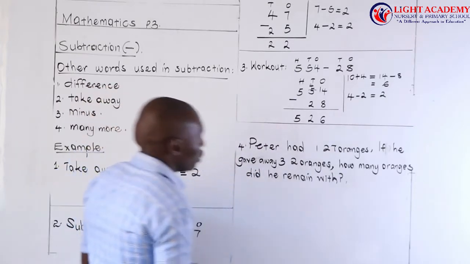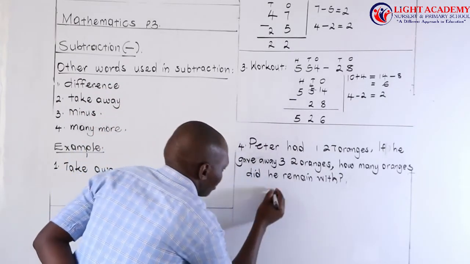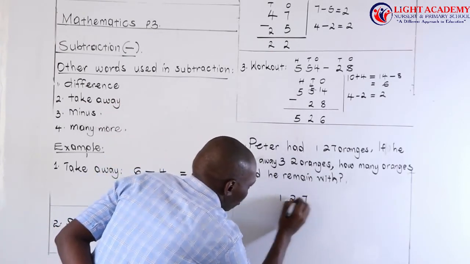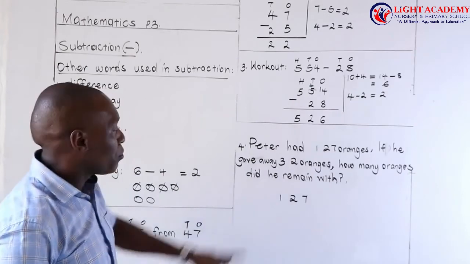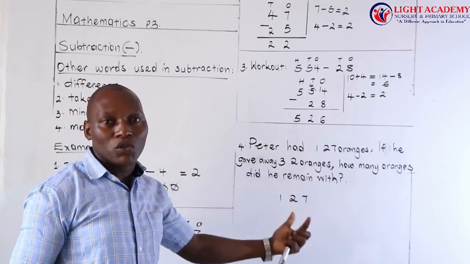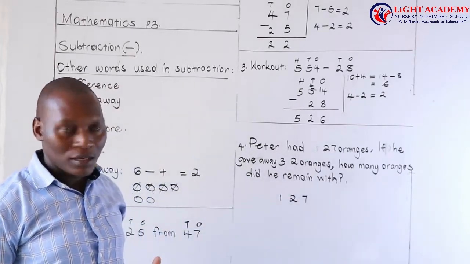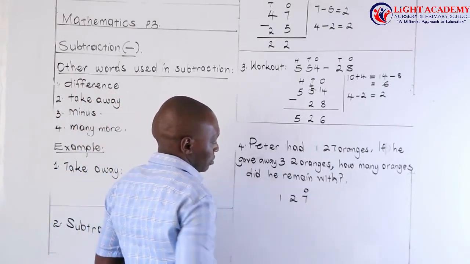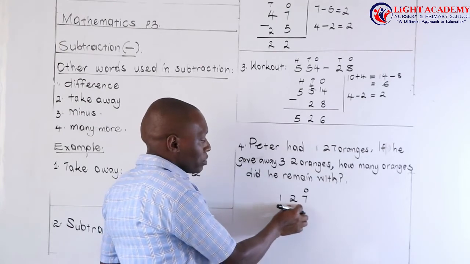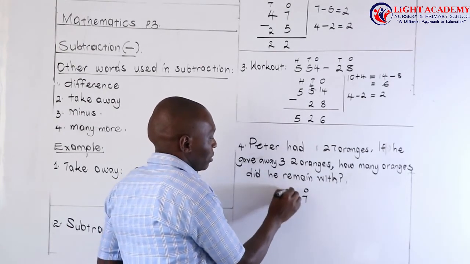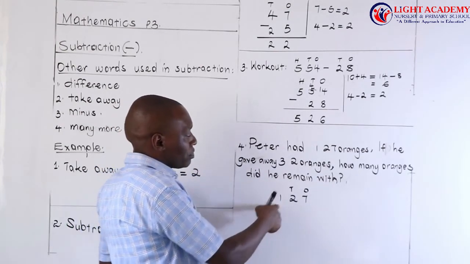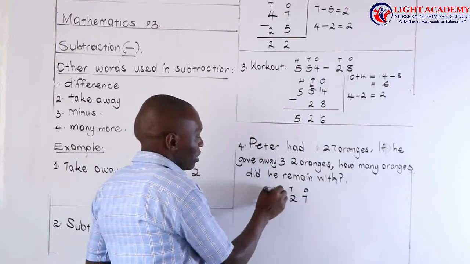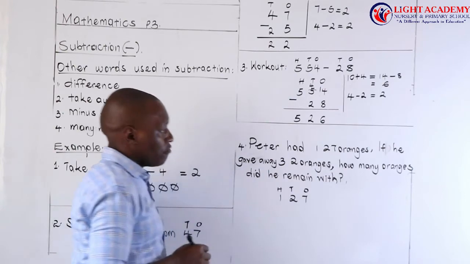The 127 oranges are the ones that Peter had before. So we shall have 127 oranges. But remember, when we are organizing these numbers, we must be careful of their place values. So from the right, I'm having 7, which is under 1's. Then 2, which is the second number from the right, is under the 10's. Then 1, which is the third number from the right hand side, it becomes under the 100's place value.